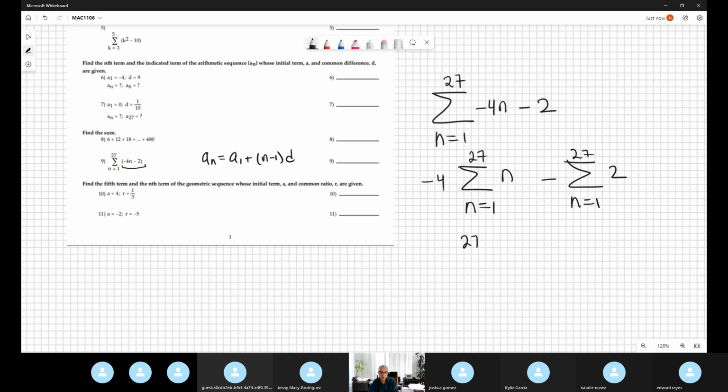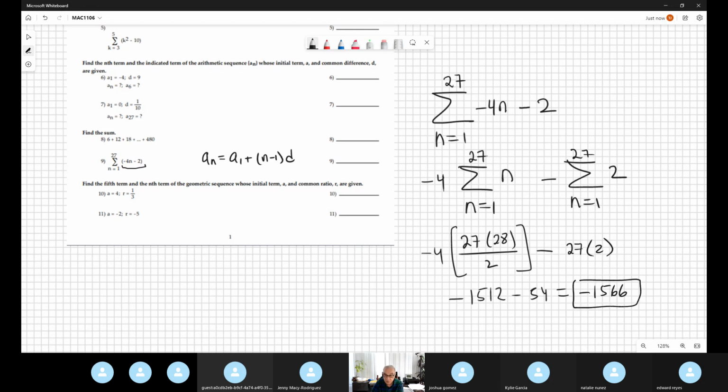And the solution for this is easy. It's 27 multiplied by 28 divided by 2. Remember, it's n times n plus 1 divided by 2. And this multiplied by negative 4, no? And this is also easy, the multiplication 27 times 2. And of course, subtraction. The answer is negative 1,512 minus 54, which is negative 1,566. Boom.